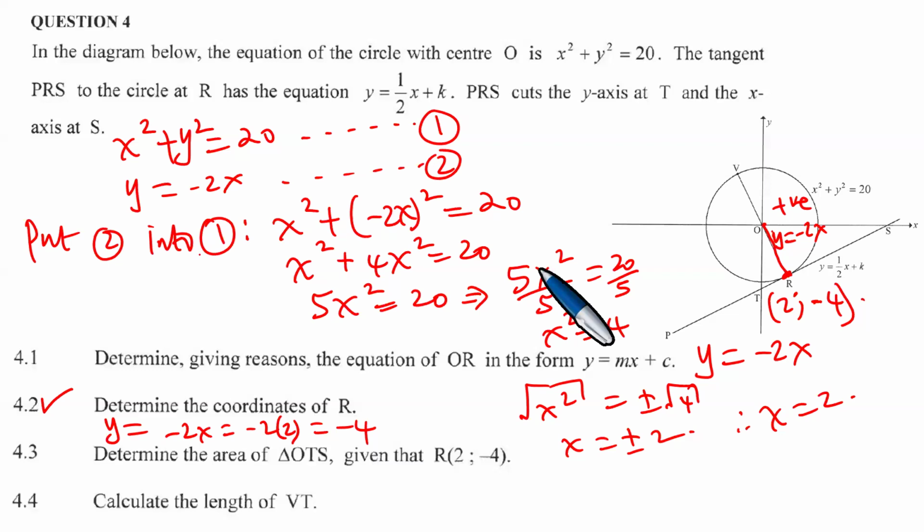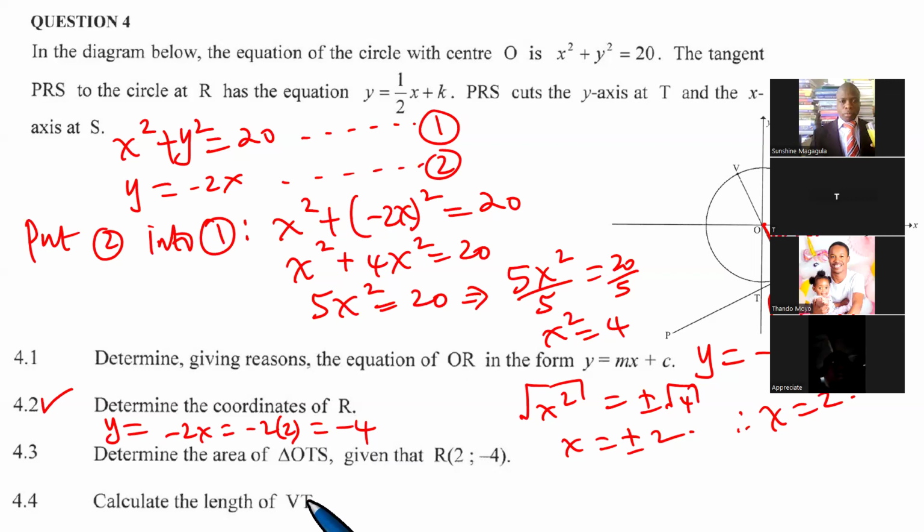We have obviously at this point, the point R with the coordinates 2 and minus 4. And if this is the case, we have the following then.